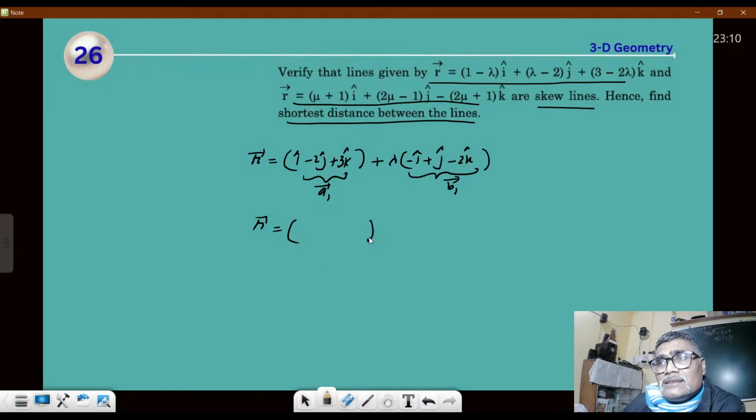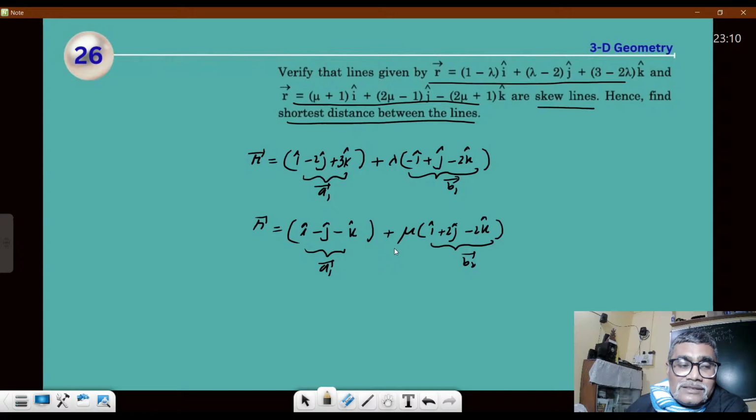Now, second is having mu as the parameter. So here you write i, then minus j, and then minus k cap. And here mu times i cap, and then 2 j cap, and then minus 2 k cap. Here it is B2. So we have written them in the standard form.